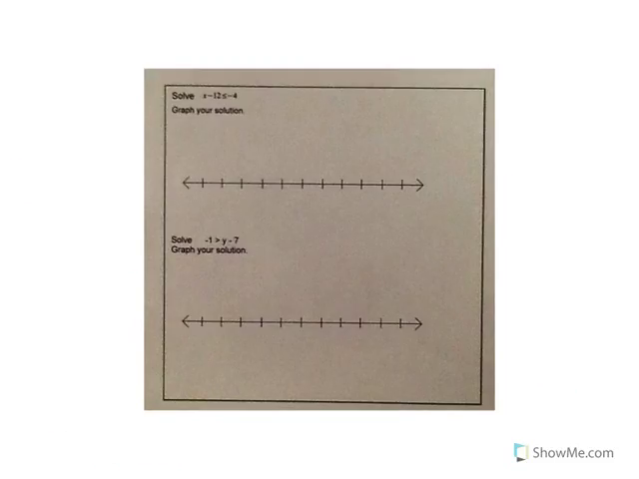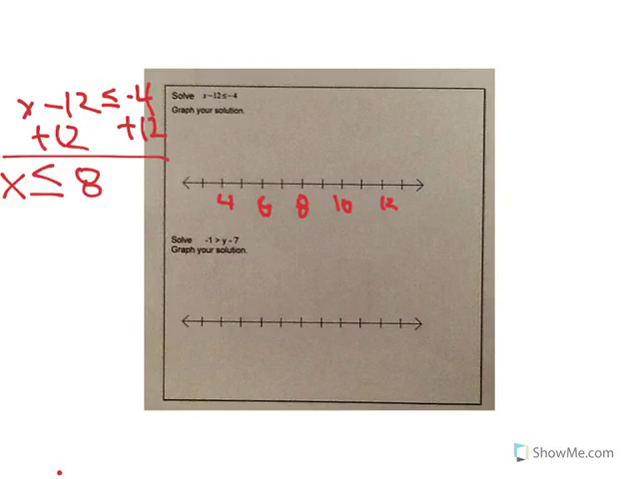So here, x minus 12 is less than or equal to negative 4. Let's set this up. Okay, so I solved the equation, and now I chose to put the center point being 8. So 8 is greater than or equal to x, so that's going to be a filled in circle. And since x is less than, it's going to be heading that way. And again, I can plug in 0 into this equation. 0 minus 12 is less than negative 4, so I know I'm pointing in the right direction.